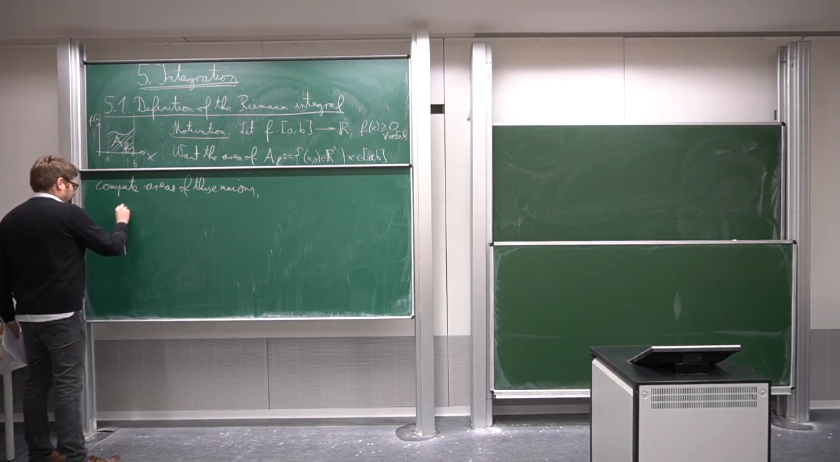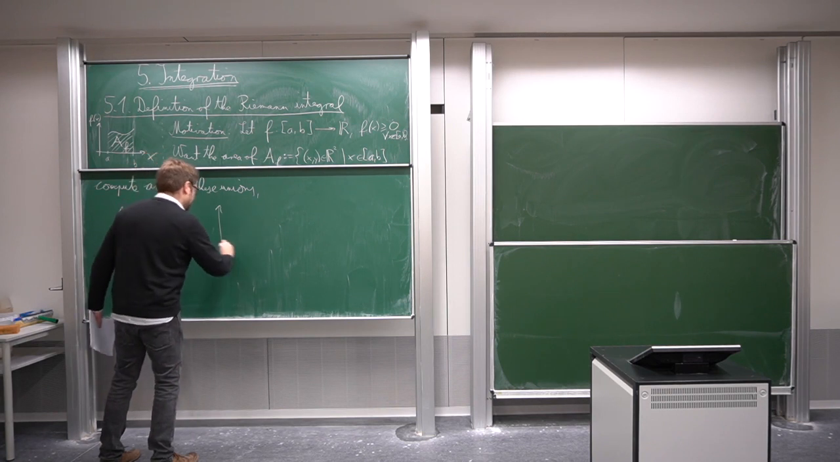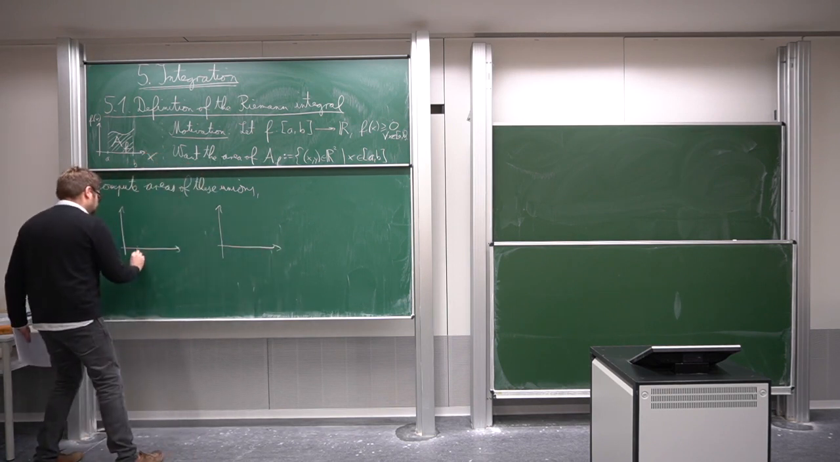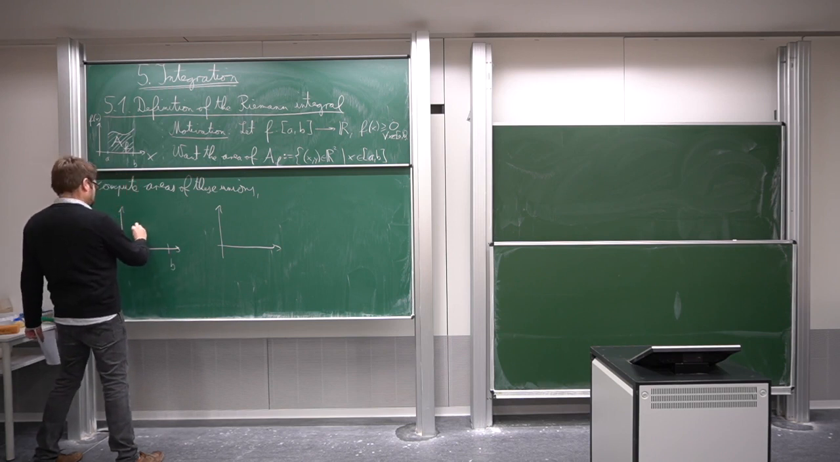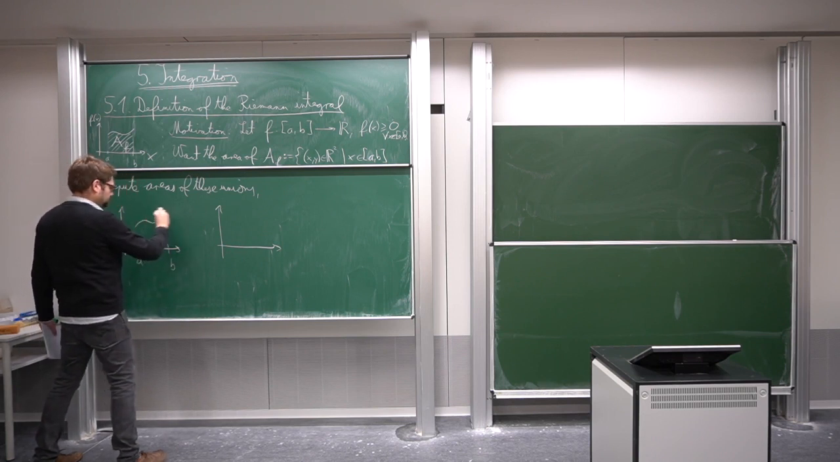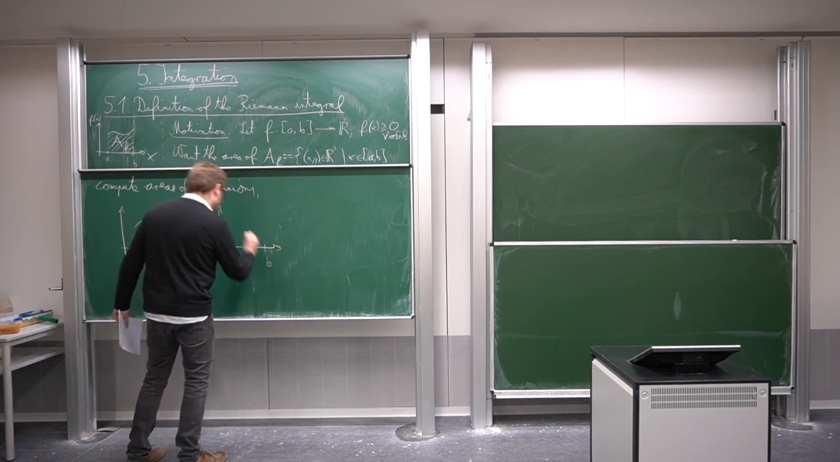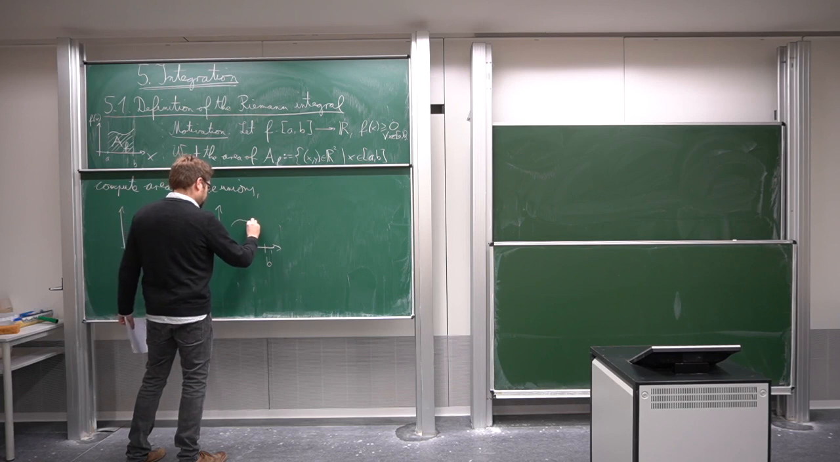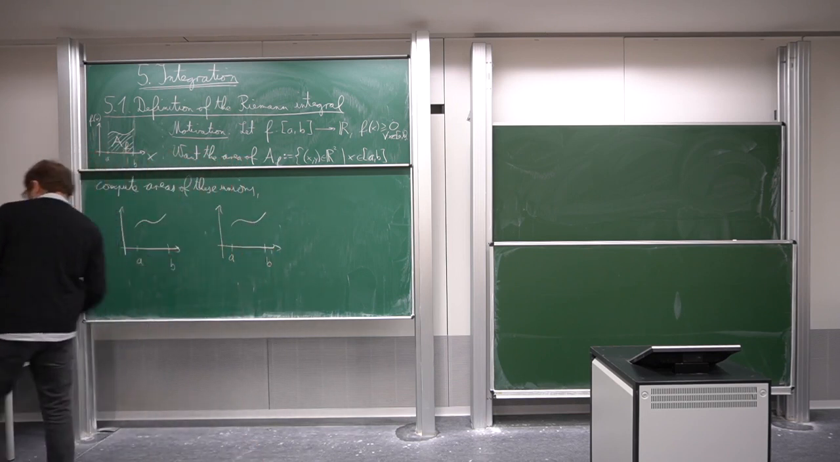So the idea is the following. I will draw two pictures. Assume this is again the same graph as before, and here we have the interval [a, b] and a similar graph here. I hope this looks halfway similar. It should be okay.